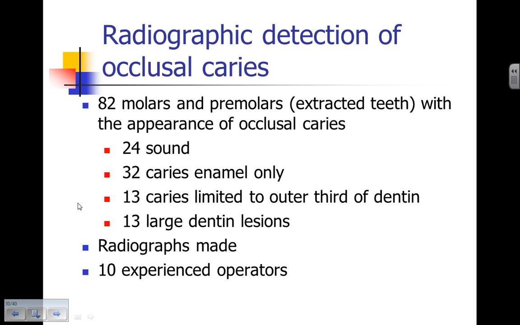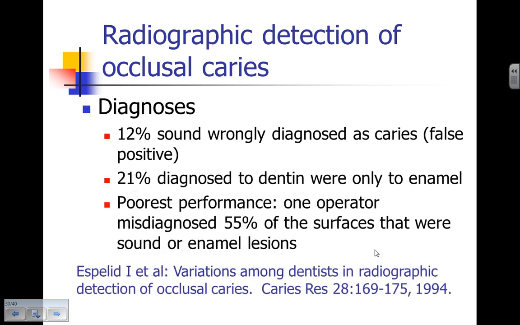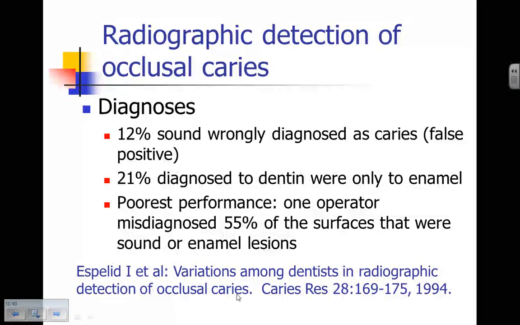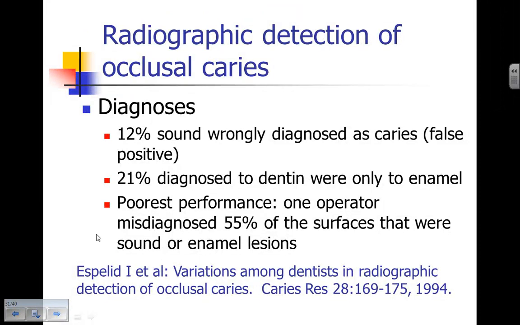Through the sectioning, they could determine that 24 of those teeth were sound, had no caries at all. 32 had enamel caries, and these were cross-sectional slices of the teeth. 13 had caries limited to the outer third of the dentin, and 13 had large dentinal carious lesions. And so the operators evaluated the radiographs, and then that data that was collected was compared to what was found with those teeth. How good were we? And this was a research study that was published in Caries Research in 1994.